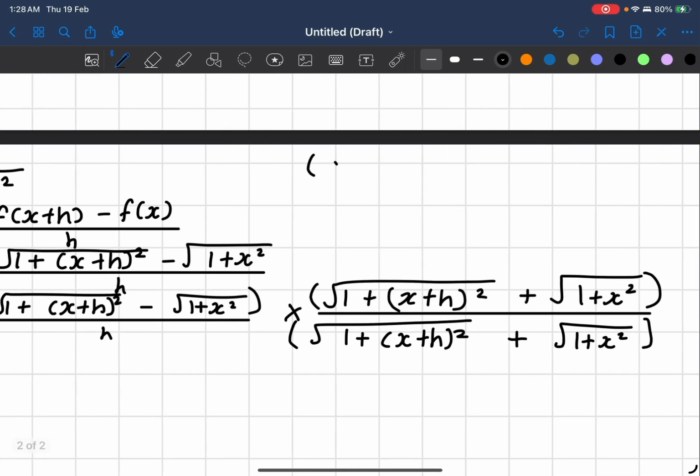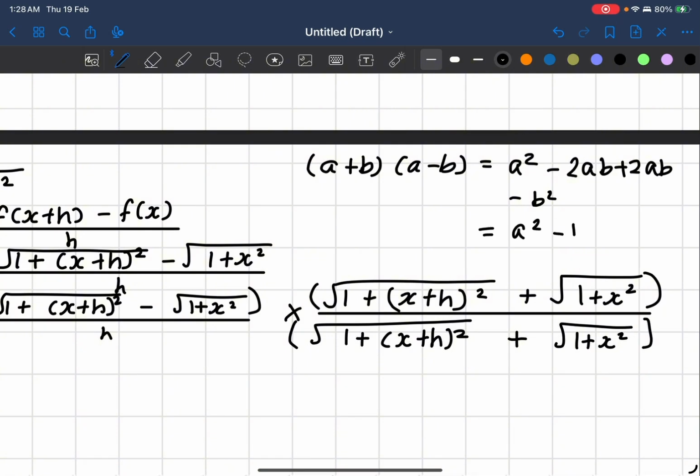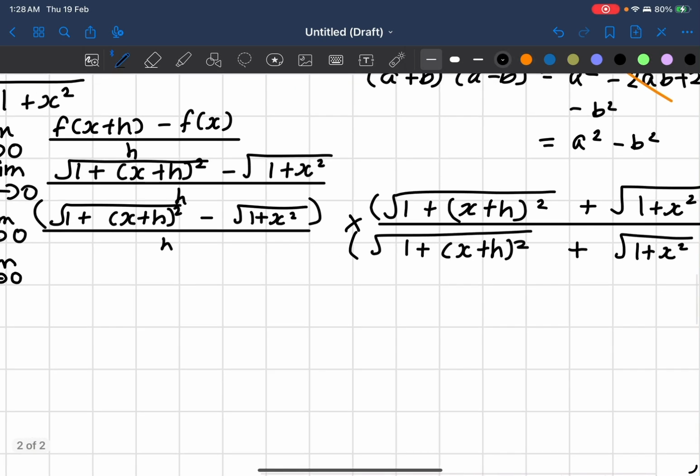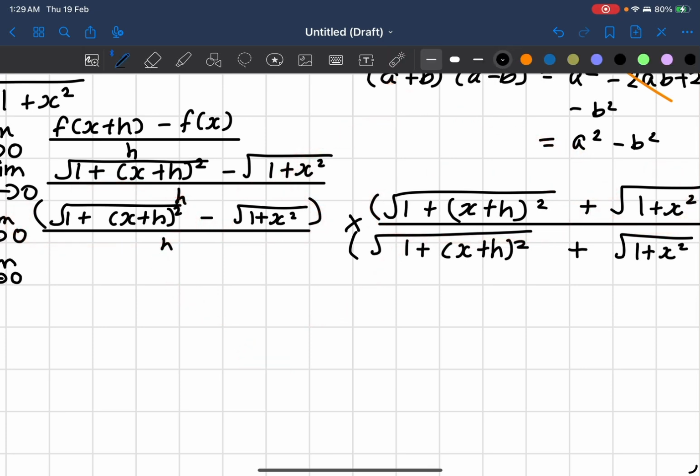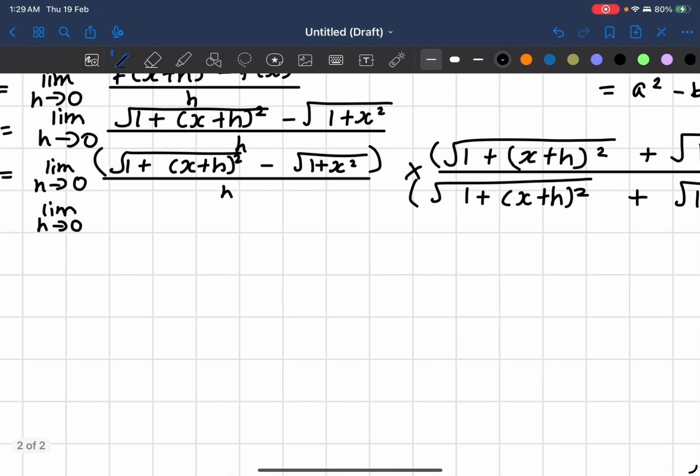We know that when we get a plus b and a minus b, the expansion is a squared minus ab plus ab minus b squared, which is essentially a squared minus b squared, because these two cancel out, right? This is applying the same property here. This value and this value is our a, and this value and that value is our b. That's the same idea that we're using.